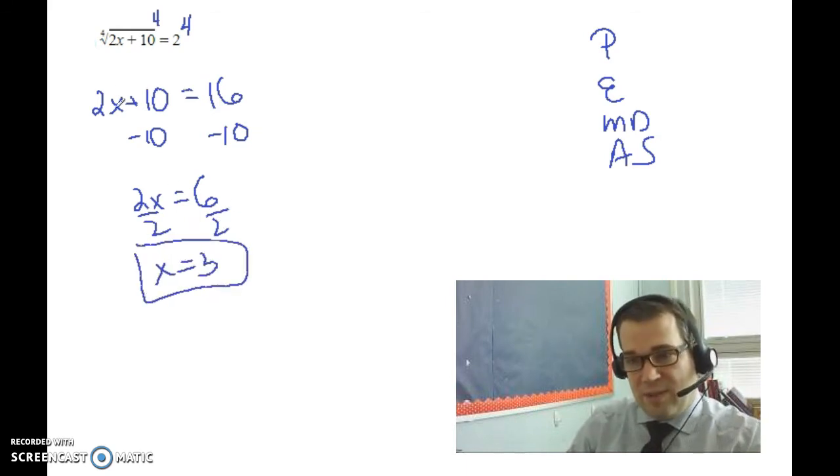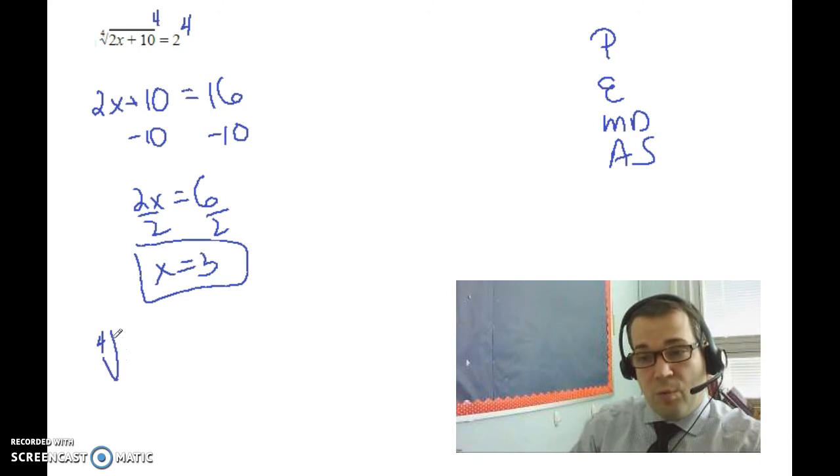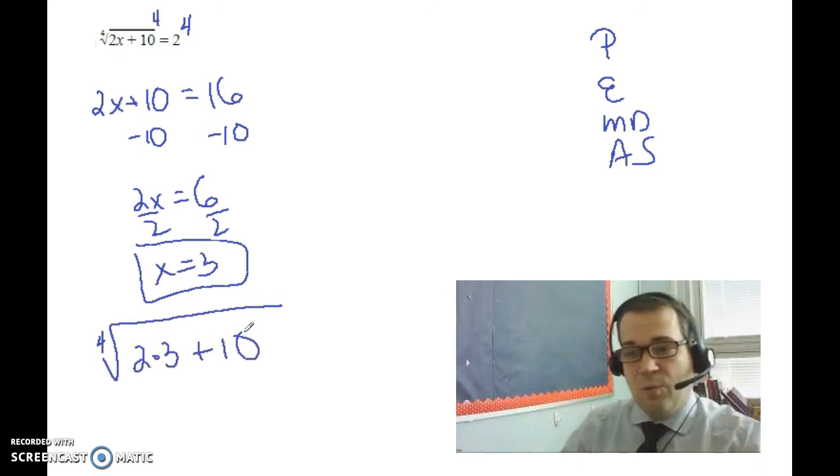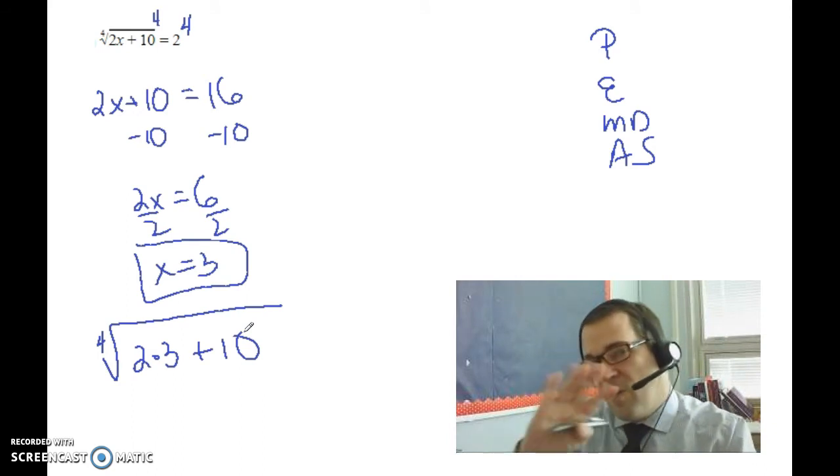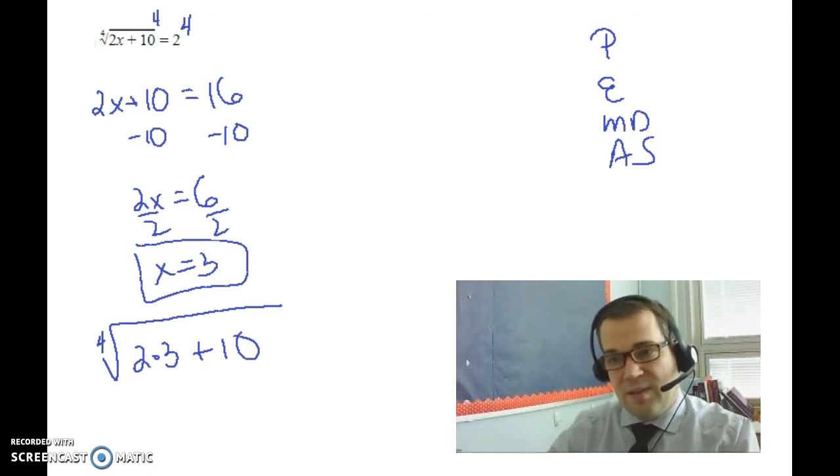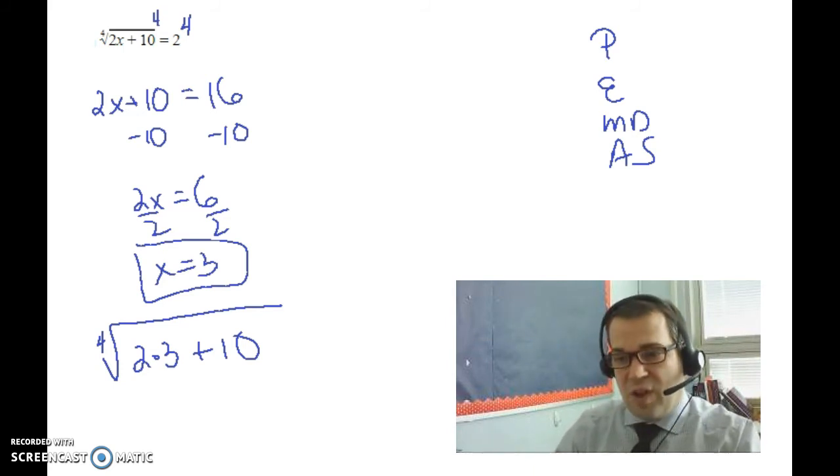Now I do need to check this work, so I do want to see if the fourth root of 2 times 3 plus 10 does in fact equal 2. And we need to check the work because even if all of our math is correct, these types of problems sometimes introduce answers that don't actually work. So we have to check.